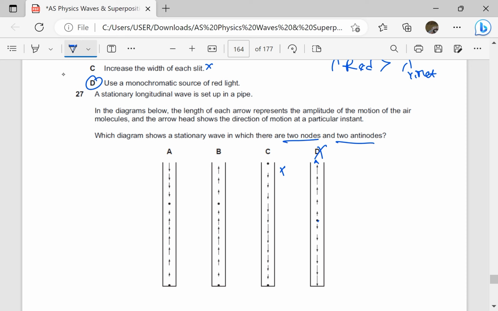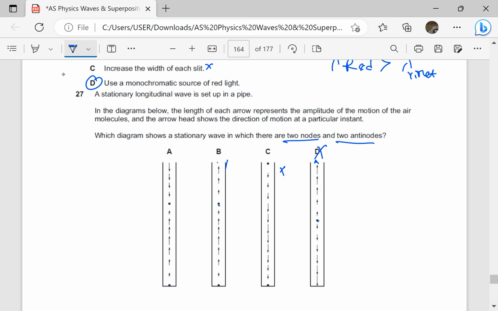We want two nodes and two antinodes. This one is showing there is an antinode this side. There is a node here, and node, antinode, a node, and antinode. So we want two nodes and two antinodes. No, this one is not going to be correct. It is showing particles are vibrating in the same phase after the node. Yet they should vibrate 180 degrees out of phase after a node. So this arrangement is not correct.